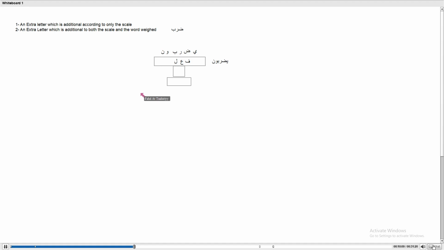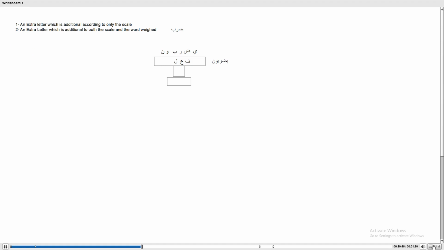Because I said from what's on the board. So the ya is not in darb. So we said that the extra letters are the letters that are not present in every form. In some forms they are, in other forms they're not. Okay? Alright. This ya is extra. What else is extra? The waw and the noon.